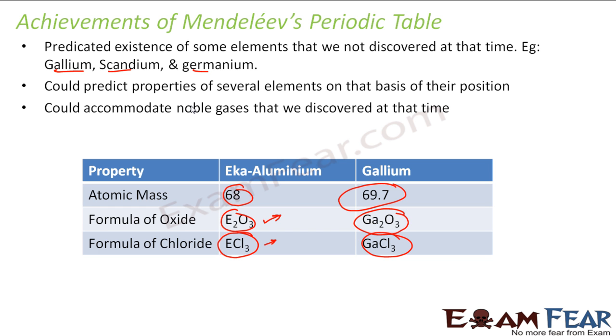Also, he could accommodate noble gases, because these gases were discovered only after his table was made. Once he was done with the table, the noble gases were discovered, but his table was able to accommodate them. That was one good thing about his table.